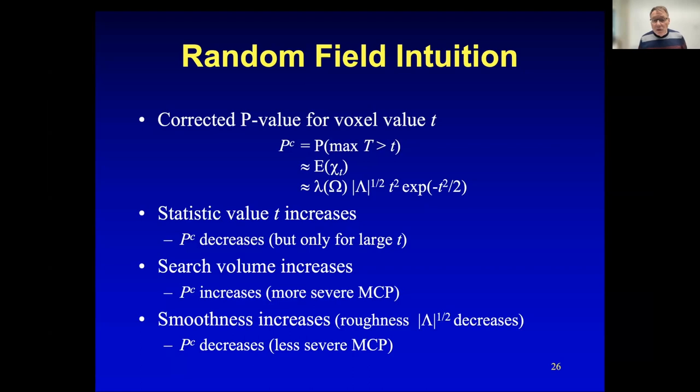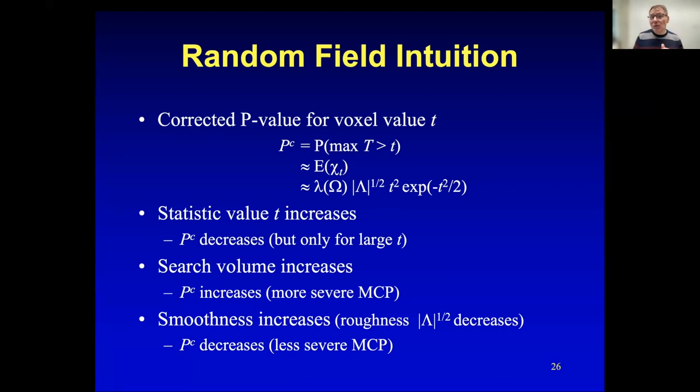And then the other one: all things equal, as smoothness increases, so that lambda term gets smaller, its reference decreases, what happens? Well, this thing gets smaller, and so the p-values decrease. That makes sense. For the same t-value, if the image was smoother and smoother, you get a smaller corrected p-value. And I would argue that also makes sense, because the greater the smoothness, somehow there are fewer independent things in the image, so less of a multiple testing problem. So hopefully that makes sense.